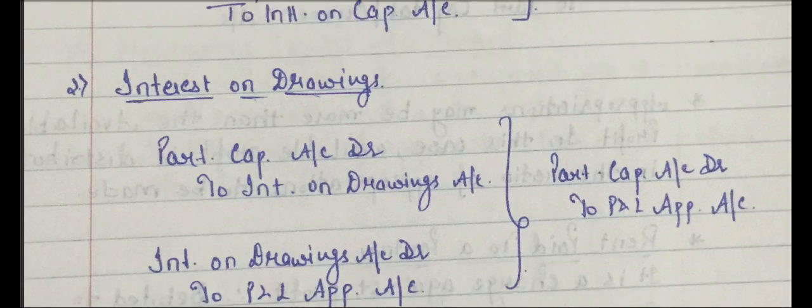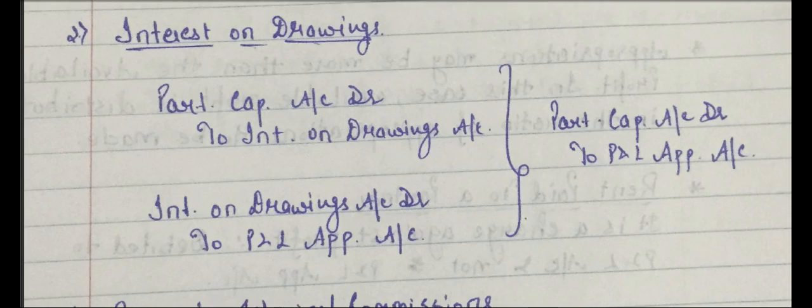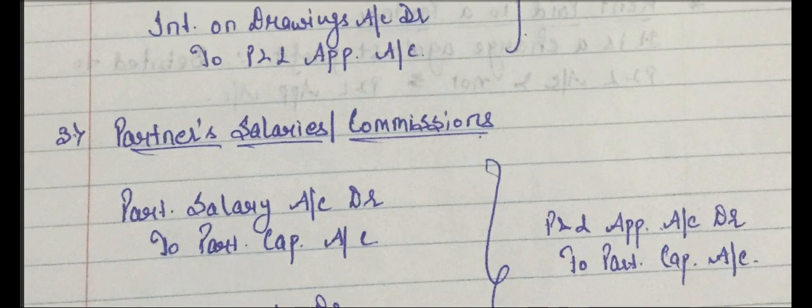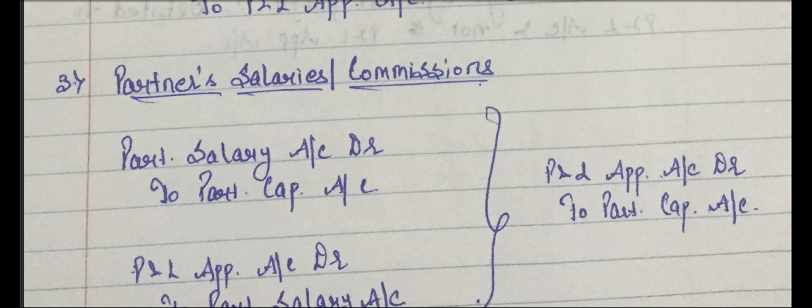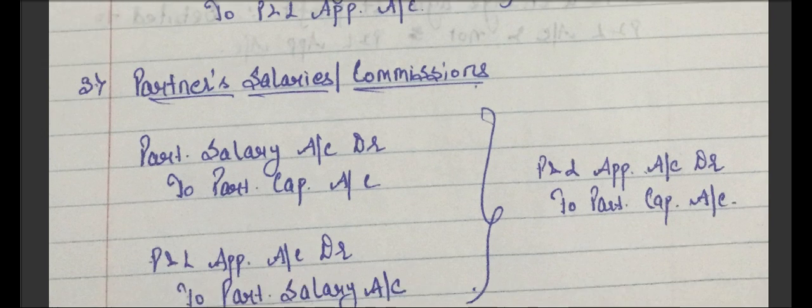Then we have interest on drawings. Interest on drawings is the absolute reverse of interest on capital, because interest on drawings is our income. So it will be partners' capital account debit to interest on drawings account, and then interest on drawings to P&L appropriation account. Net effect is partners' capital account debit to P&L appropriation account. Then we have the partner salary and commission, similar to interest on capital account.